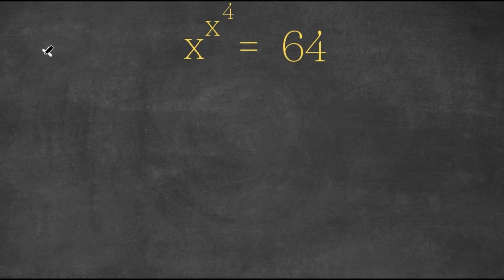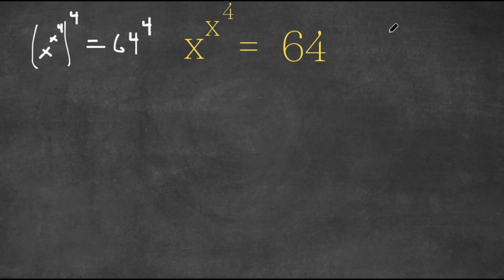So we have x to the power of x to the power of 4, now to the power of 4, equals 64 to the power of 4.